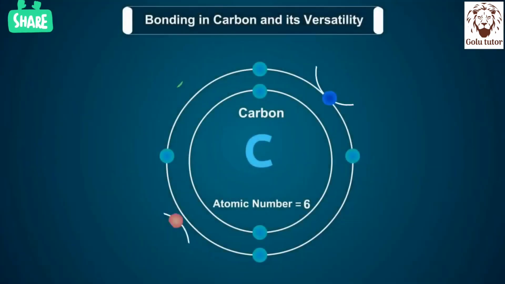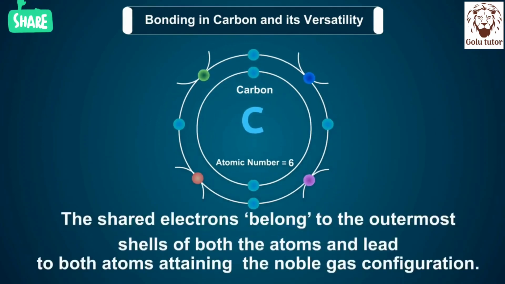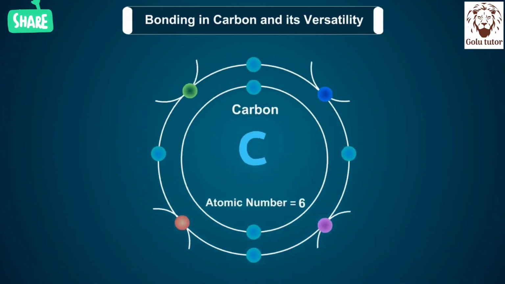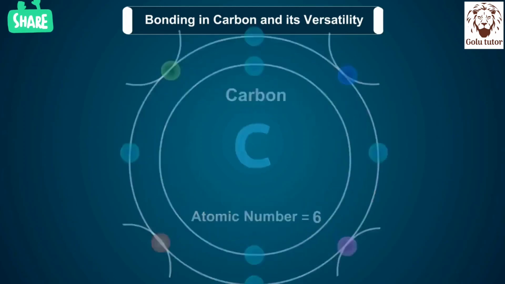Not just carbon, but many other elements form molecules by sharing electrons in this manner. The shared electrons belong to the outermost shells of both the atoms and lead to both atoms attaining the noble gas configuration. Before going on to compounds of carbon, let us look at some simple molecules formed by the sharing of valence electrons. The simplest molecule formed in this manner is that of hydrogen.